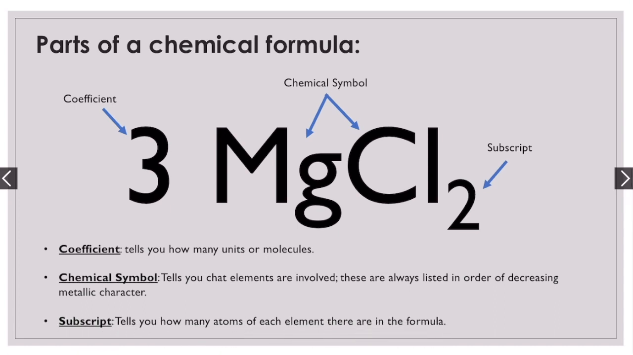And then the subscript, these little numbers right down here, tells you how many of each type of atom there are in that formula. And if there is no subscript after the element symbol, for example, for magnesium, there's no subscript there, that's just understood that we have one magnesium atom. So we only write subscripts if there are more than one of each type of atom in a formula.